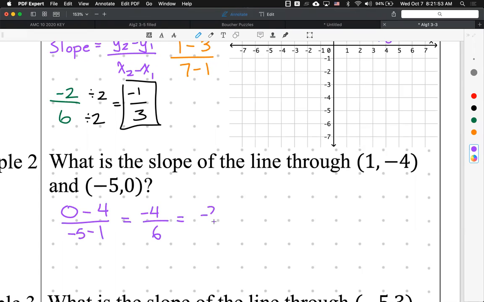Equals -2/3. Okay. Welcome, Alden. All right, so there are a few mistakes in here, but let's see if we can find them. Braden? The 0 needs to be a 1. Which 0? 0 minus 1. Oh yeah, so it should be a 1 minus 4 right here.